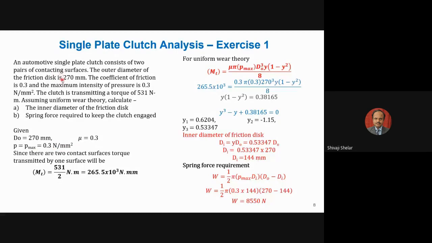Now, whenever you read the problem, always read properly, otherwise you will make a mistake. You see here, an automotive single plate clutch consists of two pairs of contacting surface. It is saying two pairs, meaning whatever the torque is transmitted, it is transmitted through the two pairs of contact. So one pair will transmit half of this torque. So the torque transmitted by one surface will be equal to MT is equal to total torque transmitted divided by number of contact surface here.